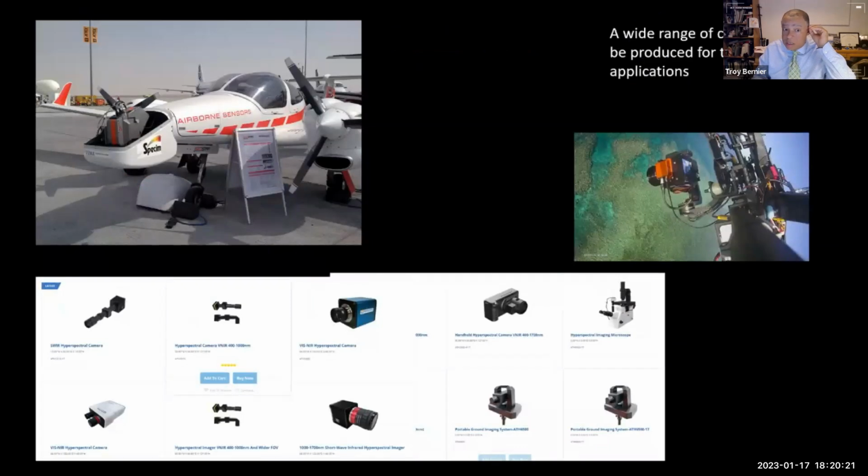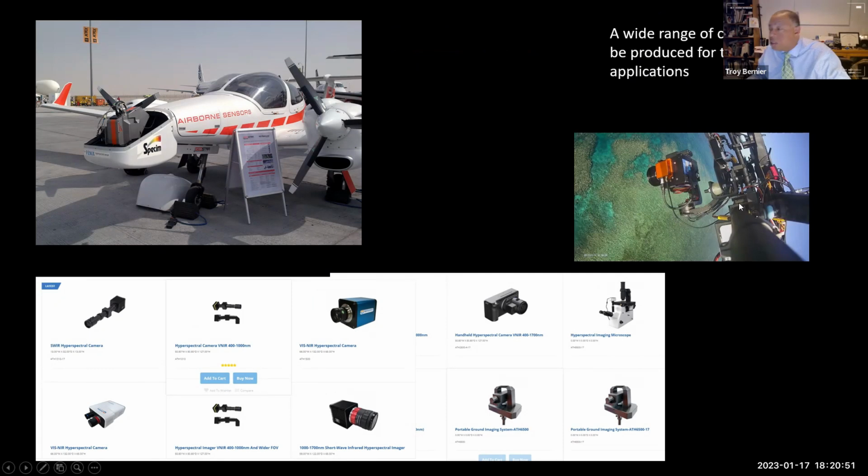Last thing here is the type of equipment. Because of the size of these instruments, they're able to go into the smallest of planes, in drones. You can see the types of cameras. Do also understand that these cameras can be very expensive. A typical camera is going to set you back five figures easily, $20,000, $50,000 for a camera. Something very high grade is going to cost even more than that.